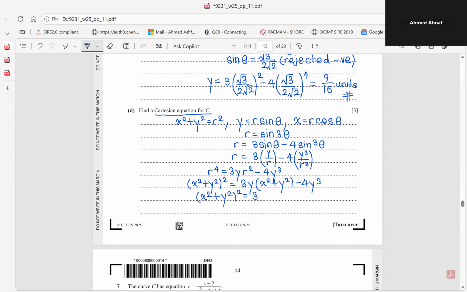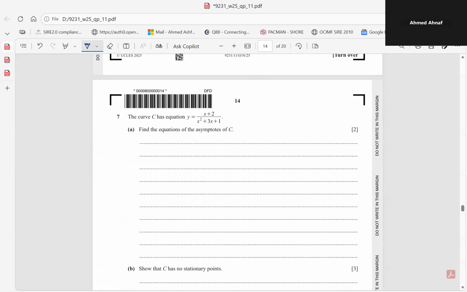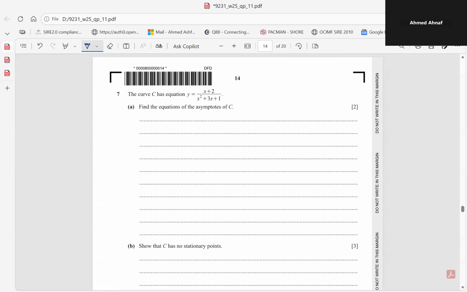You get 3x squared y plus 3y cubed minus 4y cubed. So that is minus y cubed, if I'm not wrong. Yep, that is minus y cubed. So I believe we can stop here and conclude this question as our final answer. So with that, let's move on to the last question.